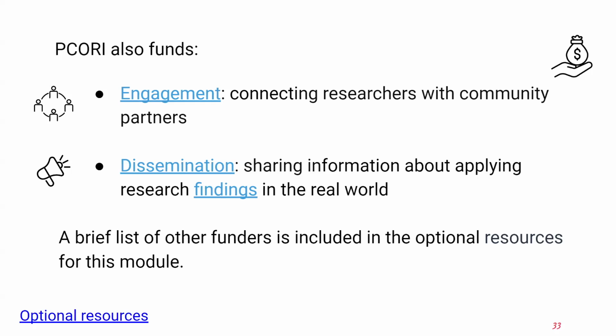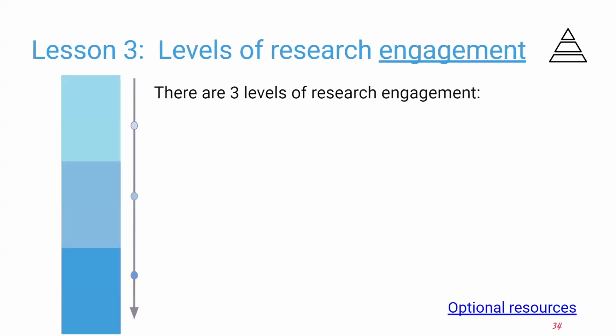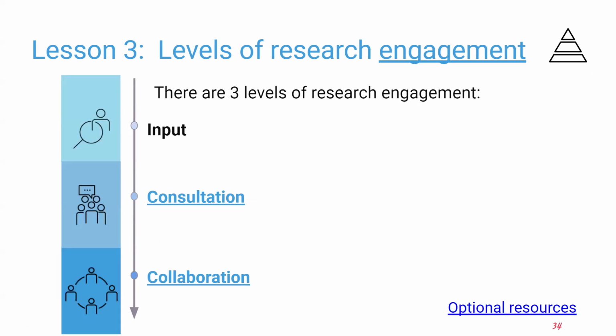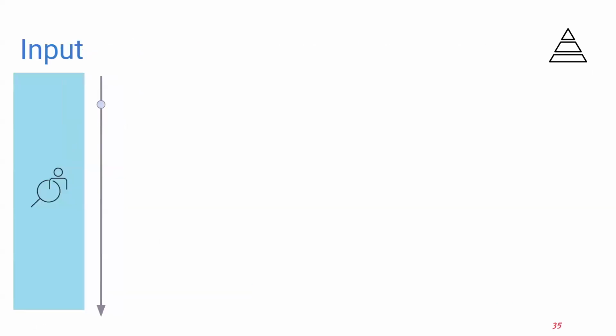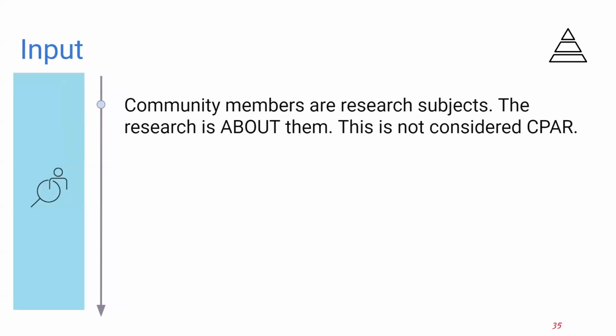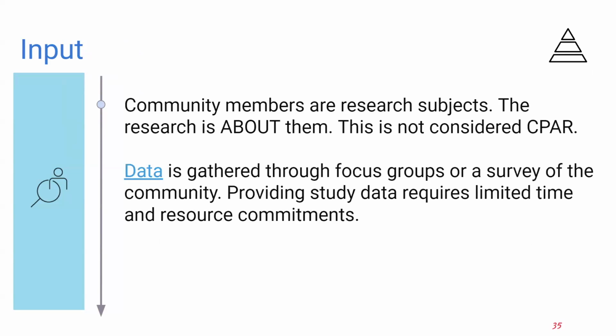Optional resources. Lesson 3, Levels of Research Engagement. There are 3 levels of research engagement: input, consultation, collaboration. Input. Community members are research subjects. The research is about them. This is not considered CPAR.